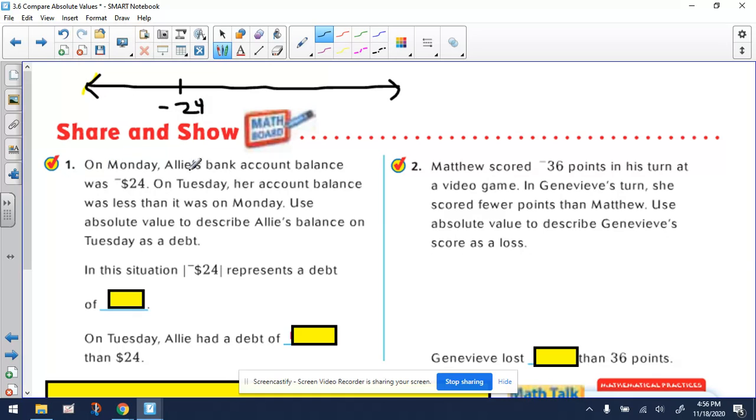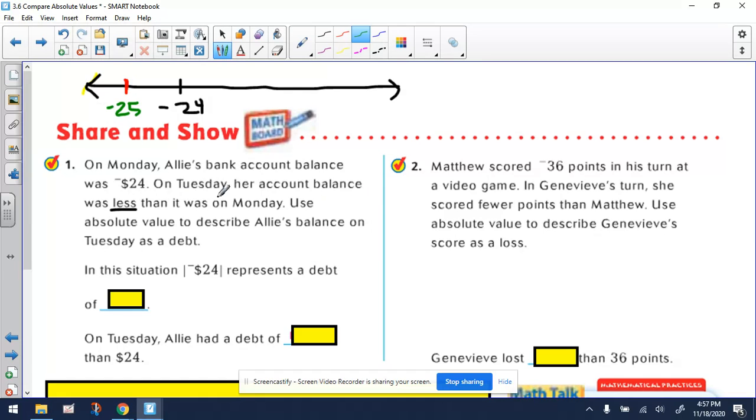Now, if it says on Monday, Allie's bank account balance was negative 24, and on Tuesday, her account balance was less than it was on Monday, when we think about which way would we go to get a number that's less, so over here, we might go over here. That's a lesser value. Remember, going to the left on a number line is a number that's less. So like negative 25, possibly, is a hypothetical number.